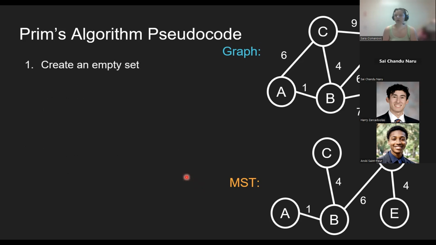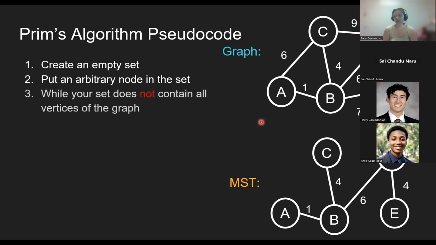Now, the way Prim's algorithm works is you create an empty set, which means that you will not have any duplicates. And you put an arbitrary node in the set. So whichever one you want, we're going to start with A. While your set does not contain all the vertices in the graph, and because sets have unique values, you can do that by checking if the number of vertices in a graph is the same as the size of the set.